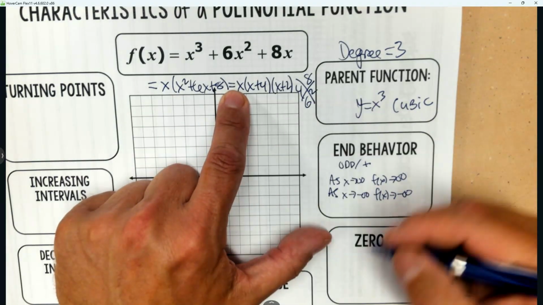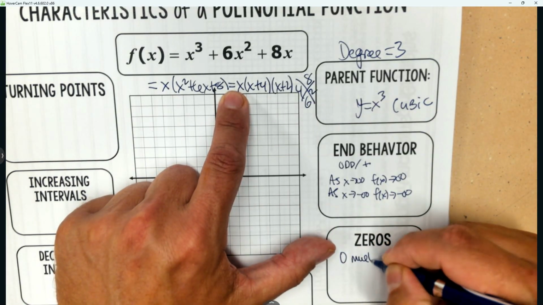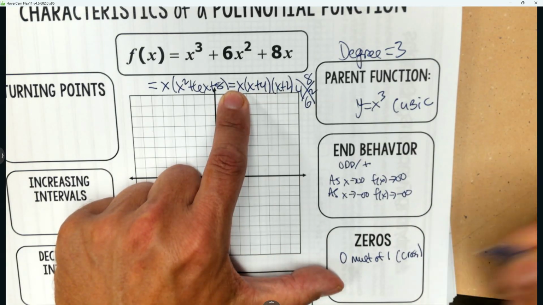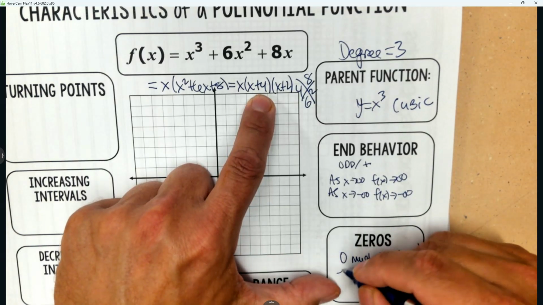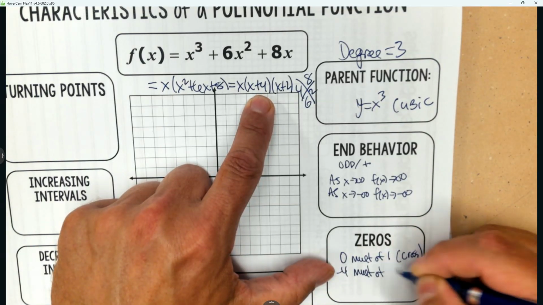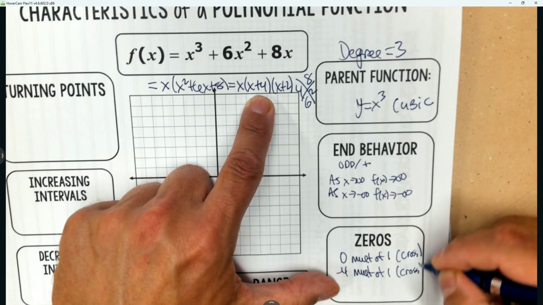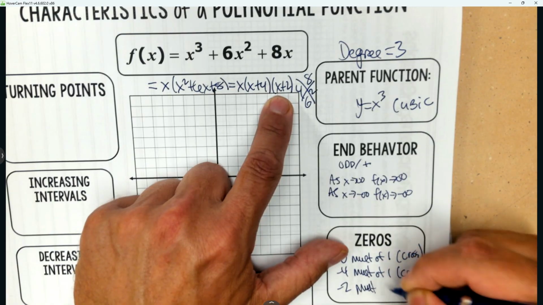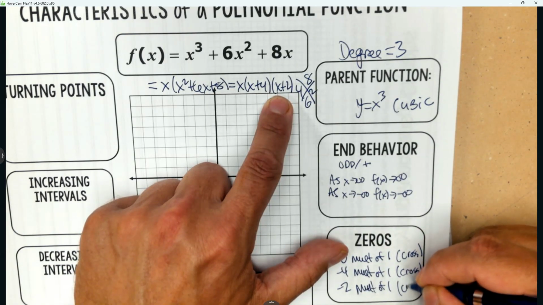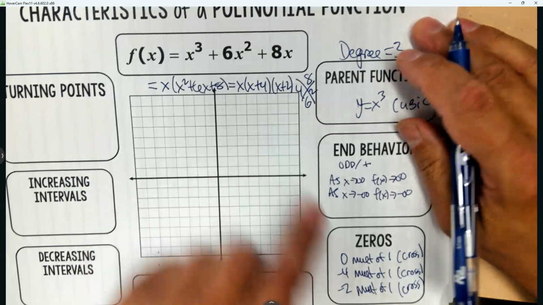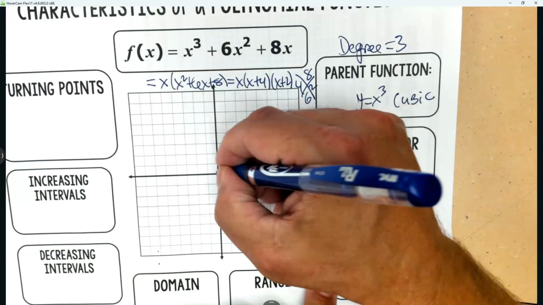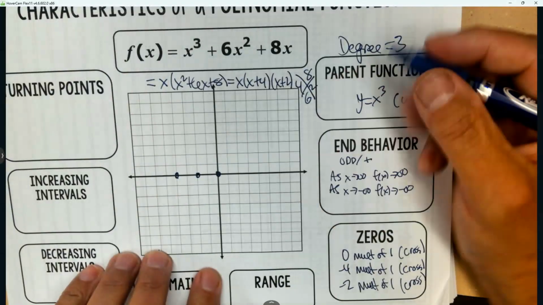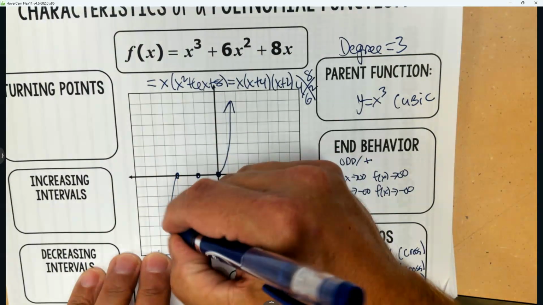So x means the 0 is a 0, and the exponent is 1, which means it's going to cross. It's odd. The next one is negative 4. The exponent on the factor is 1 again, so it's going to cross. It's an odd number. And then negative 2 makes it 0. Again, the exponent is 1, which is an odd number, so it's going to cross. So each one it's going to cross. So when I start the graph, I'm going to go 0, negative 4, and negative 2. And I know the right end goes up and the left end goes down.